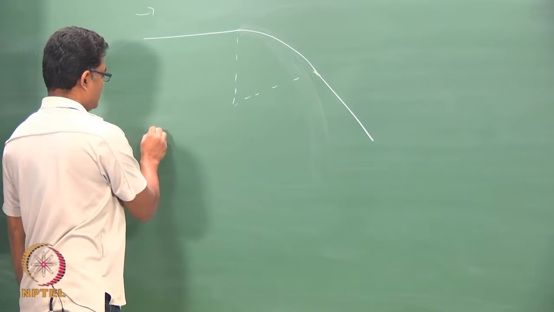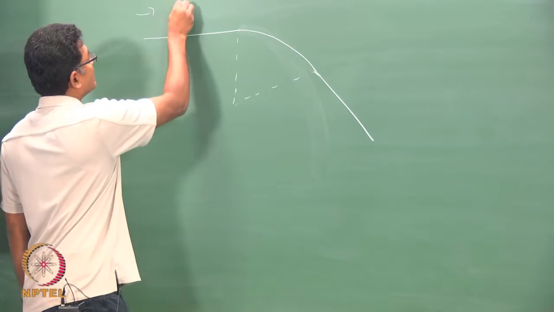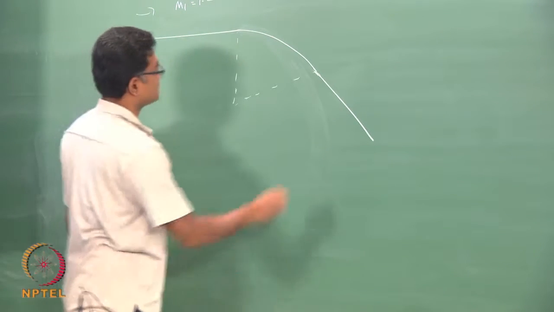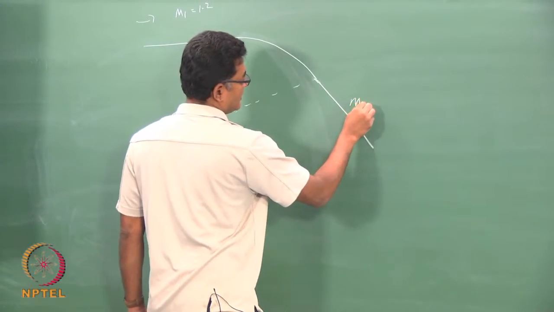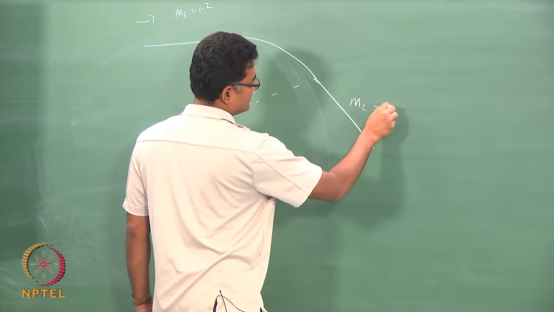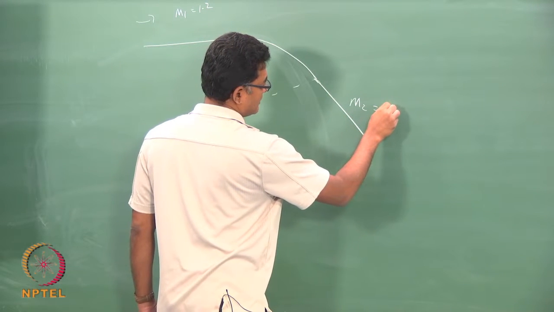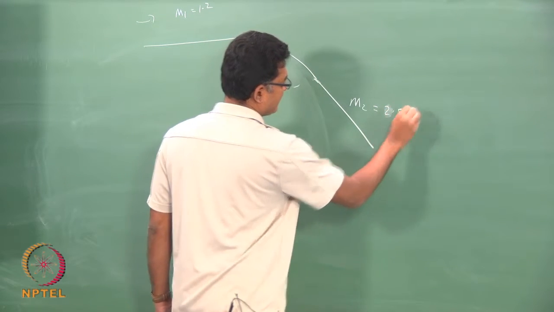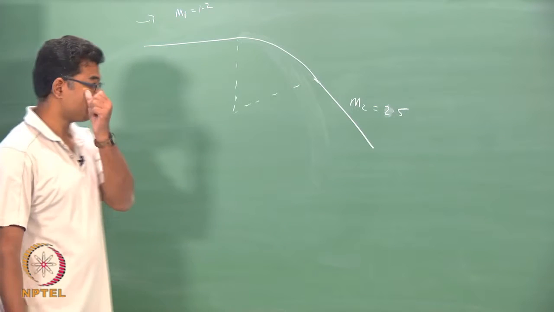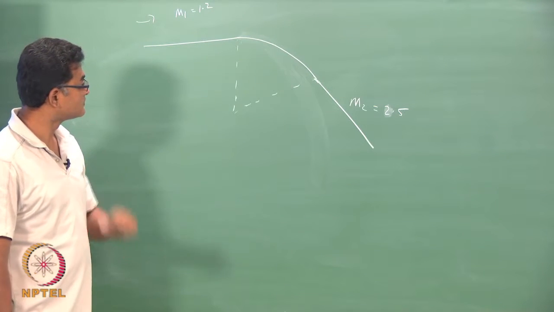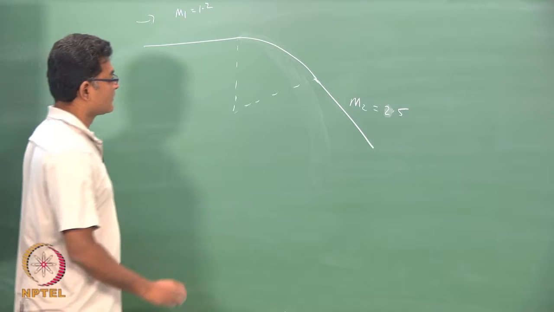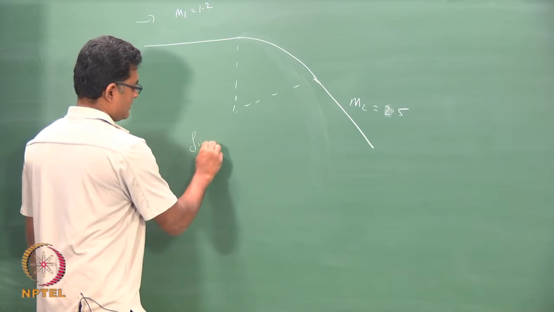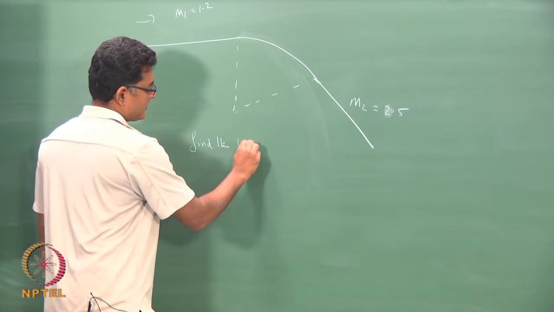Let us take M1 to be 1.2 and M2 to be say 2.5. Find the turn angle.